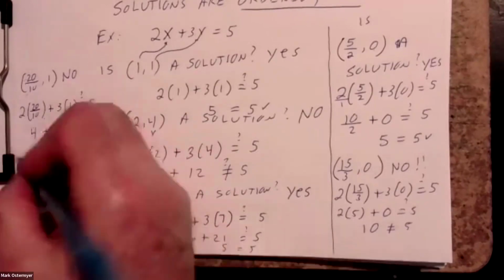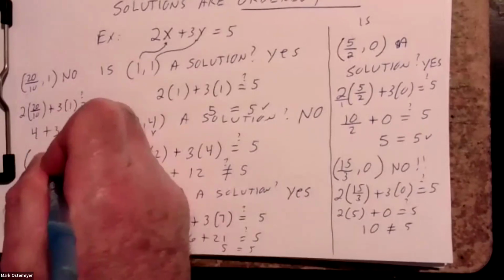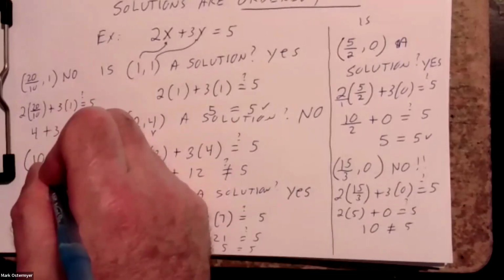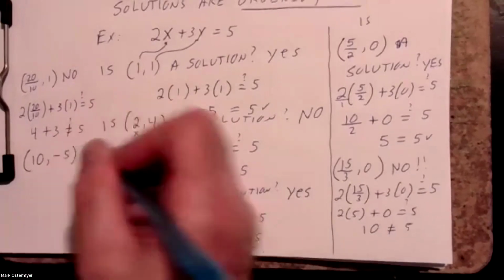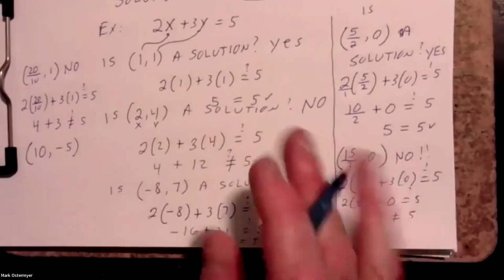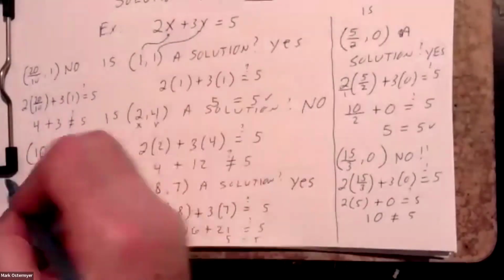Okay, I'm going to try one. How about the ordered pair 10, comma, -5? Maybe that's an ordered pair solution. Let's try it out. Replace x with 10.